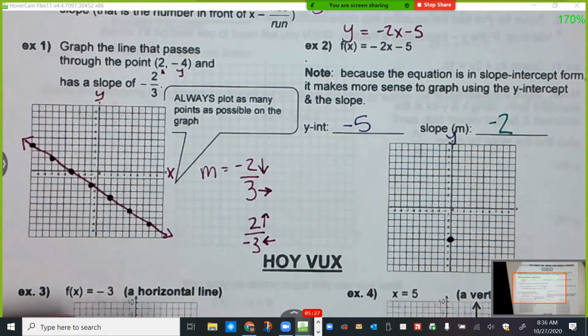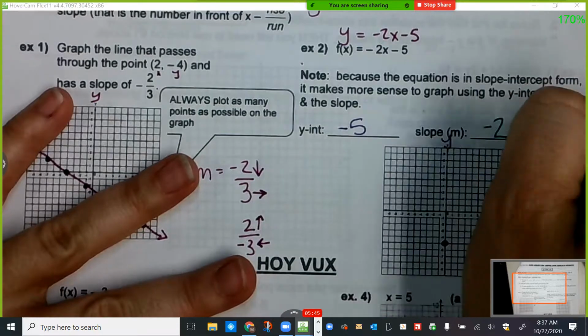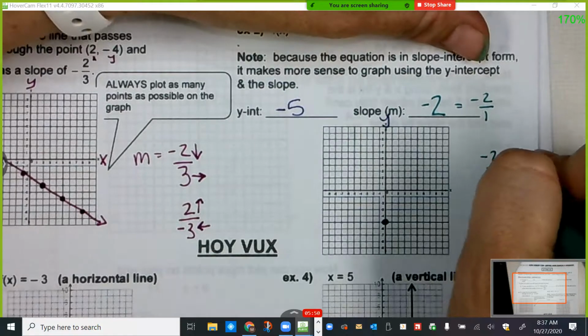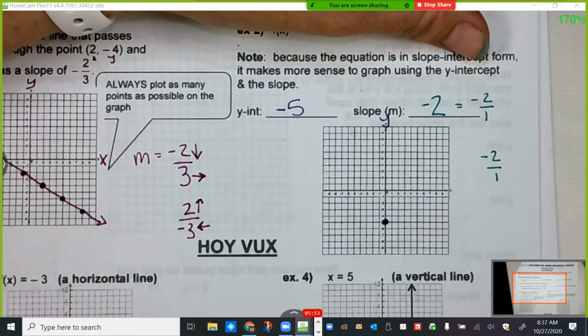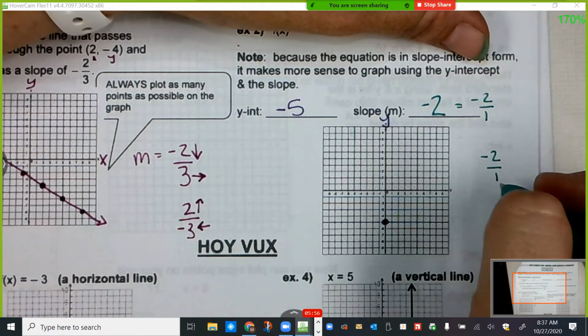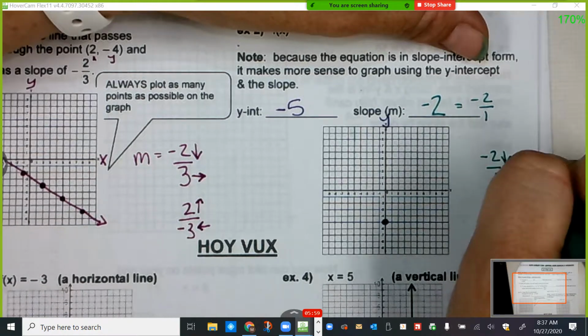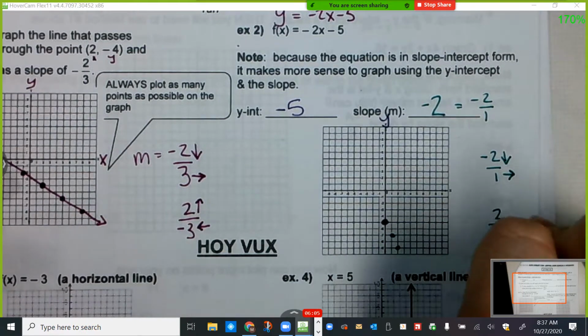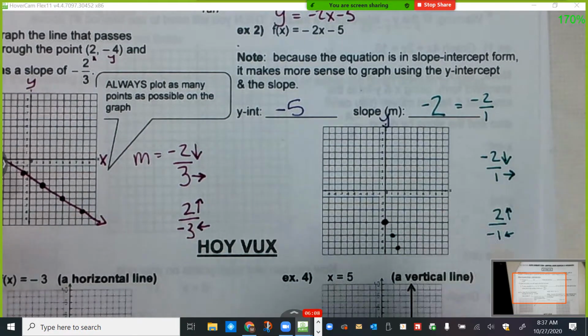And now, we always want our slope in what form? Fraction form. Okay, when we're given a whole number, what can we put on the bottom? A 1, because think about it, what's -2 divided by 1? -2, right? So did it change? No, we just put it into a fraction. So when we make it a fraction, what does that tell me to do? Up or down? Down 2, right 1. So down 2, right 1, down 2, right 1. Okay, then we can also do the opposite. So up 2, left 1.